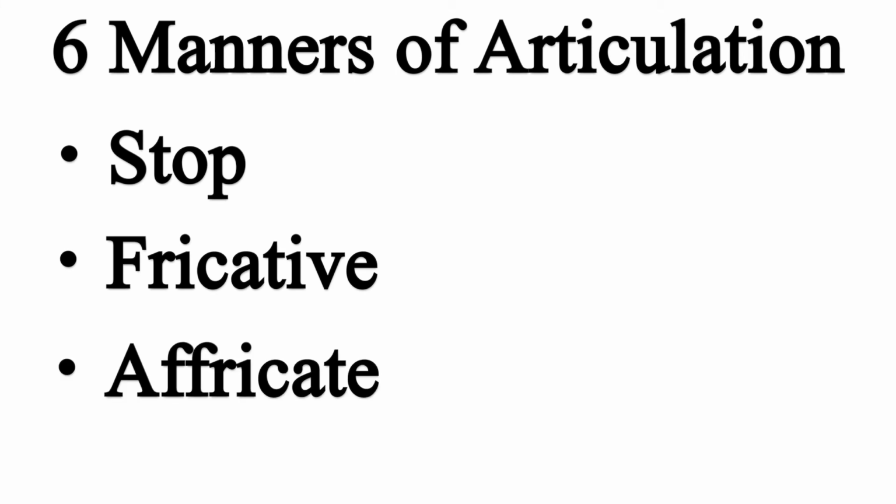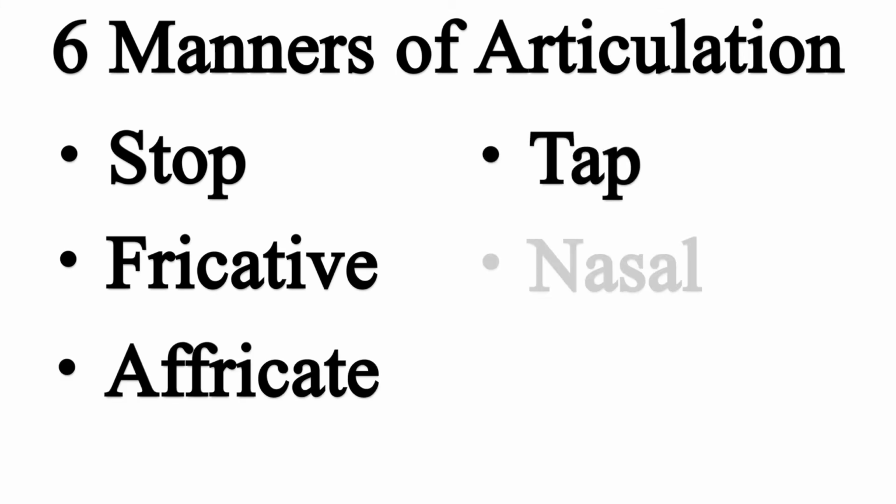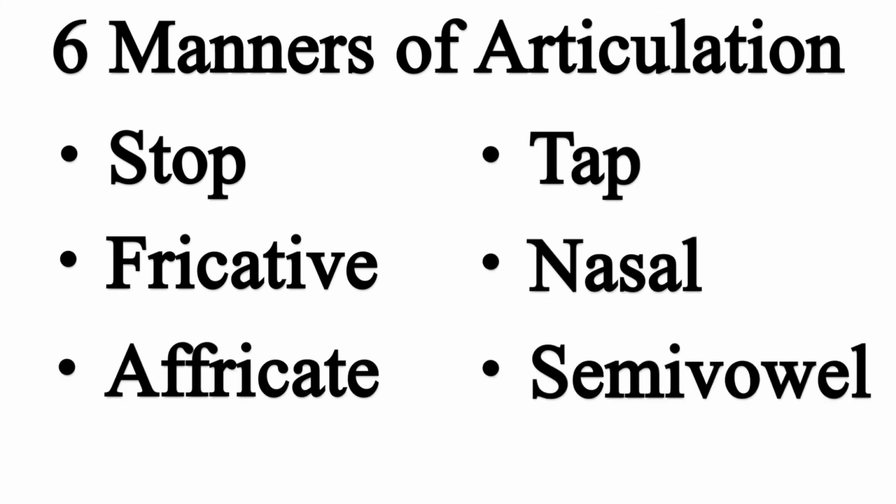I'll repeat it one more time. We have 6 manners of articulation in the Japanese language. Stop, fricative, affricate, tap, nasal, and semivowel.